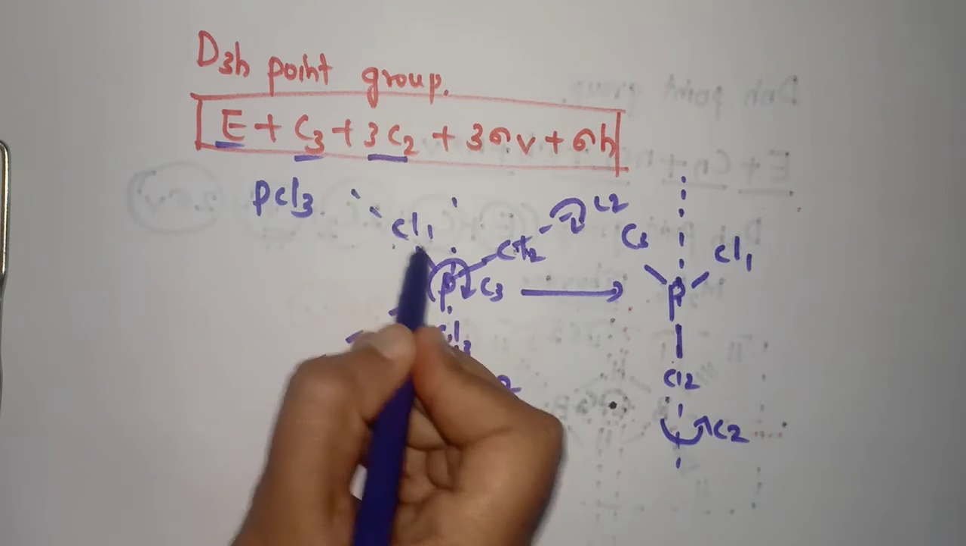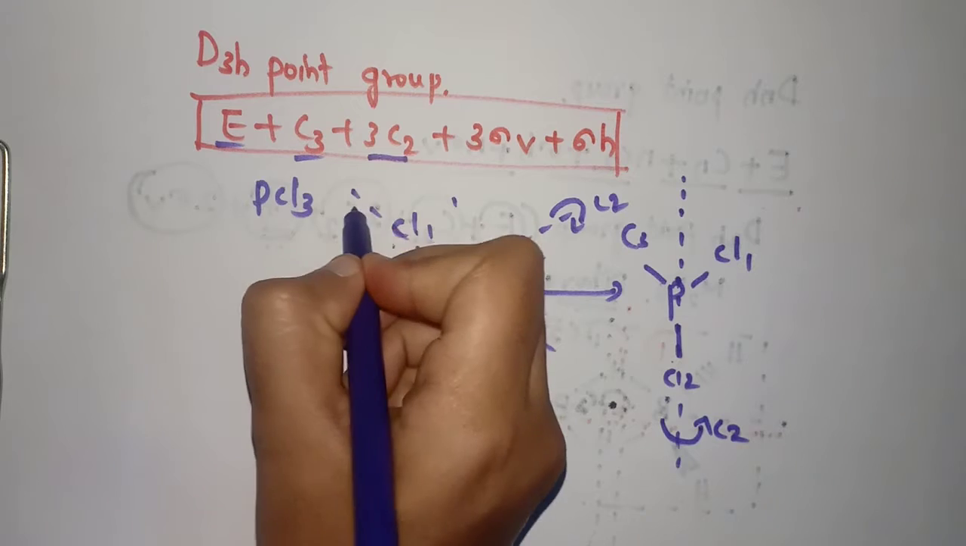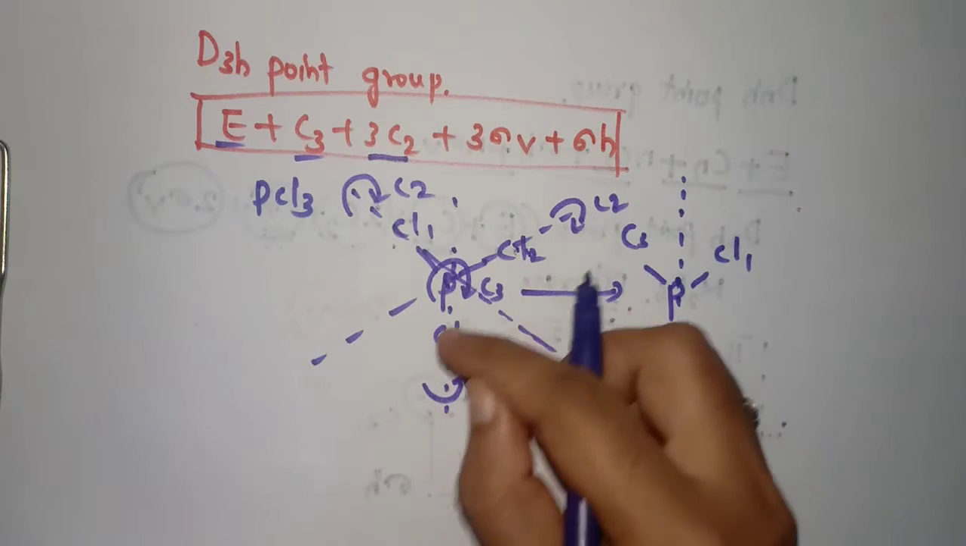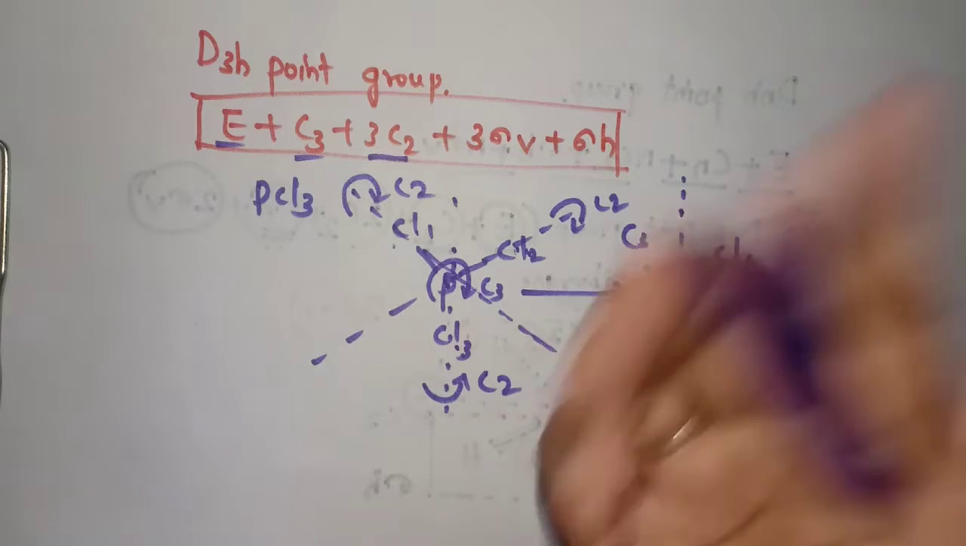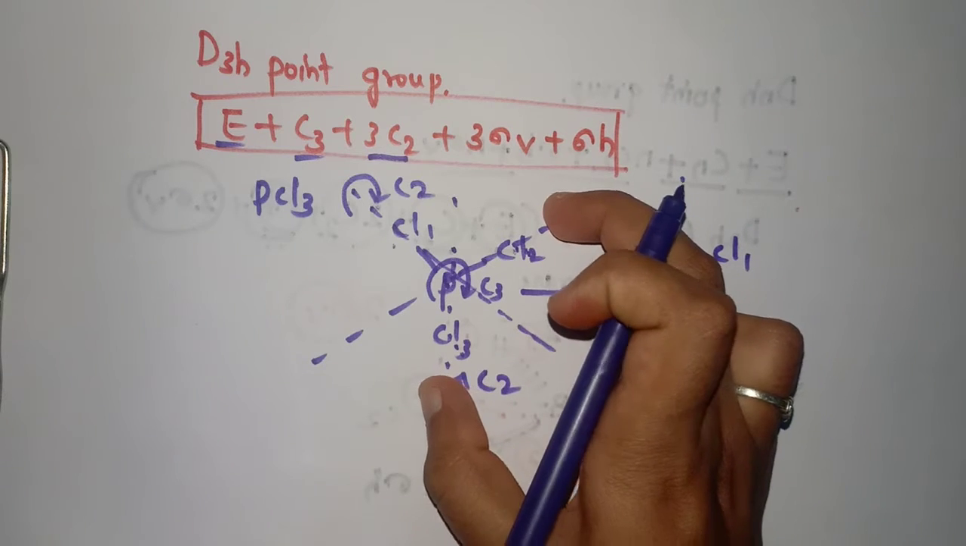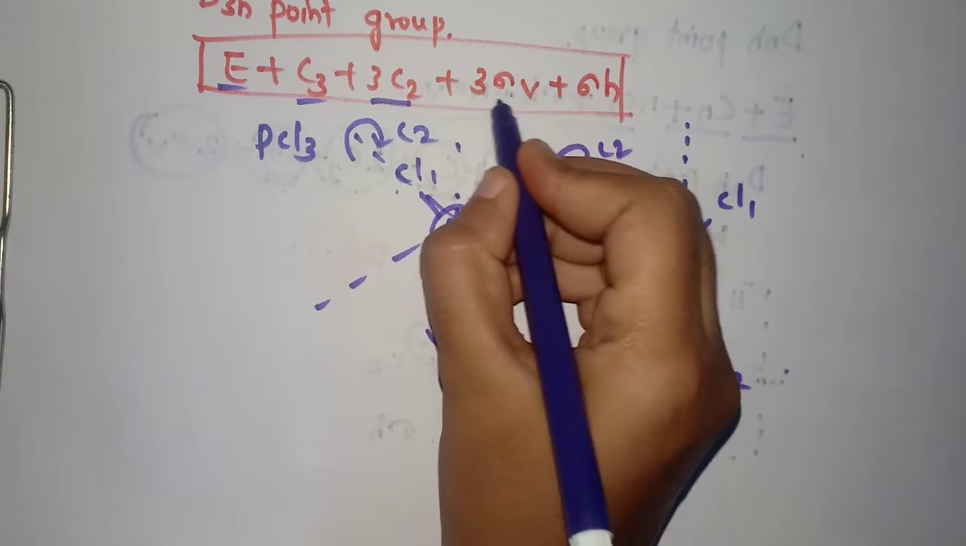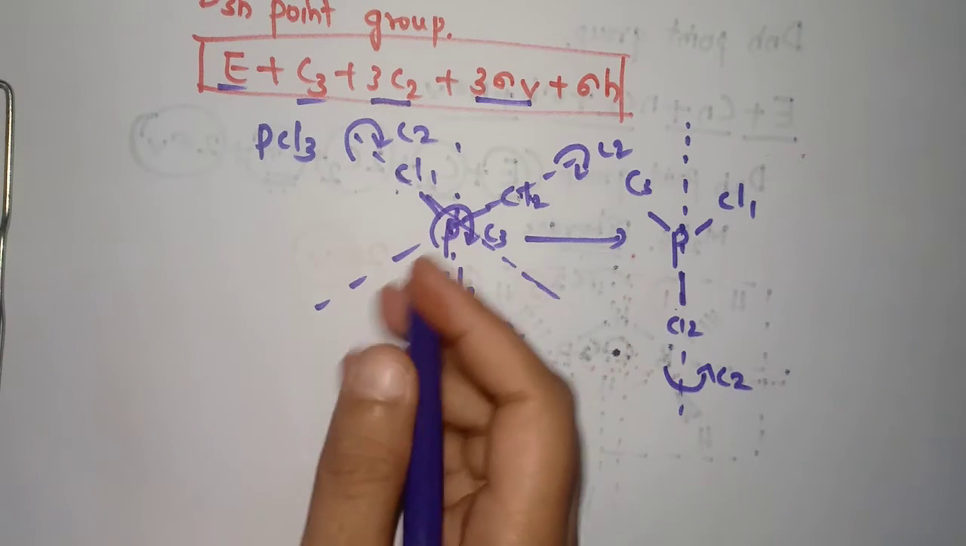And here is another C2. Rotating the molecule, this will come this side and this will go that side. And again by rotating we will get an equivalent configuration. Now to show the 3 sigma V, that is the vertical plane of symmetry.